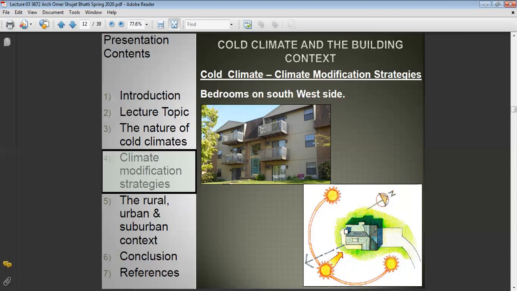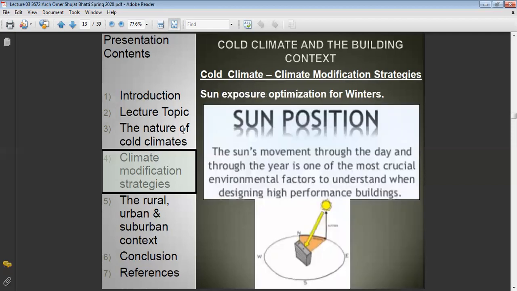The preference is to have larger windows on the south and western sides where extreme winters exist, so that the maximum exposed area of glass can capture the sun during the daytime and keep the interior space warm using the greenhouse effect. It's like a green room method, and it can be very helpful. Sun exposure optimization for winter is very necessary.